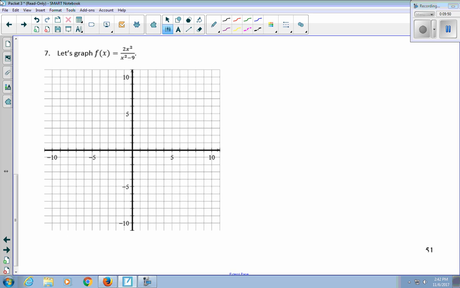All right, let's graph 2x squared over x squared minus 9. I'm going to start by looking at the domain. Anything that would make my denominator 0 has to be excluded. So I would say the set of all x's such that x does not equal positive or negative 3. Positive or negative 3 would both make my denominator 0.